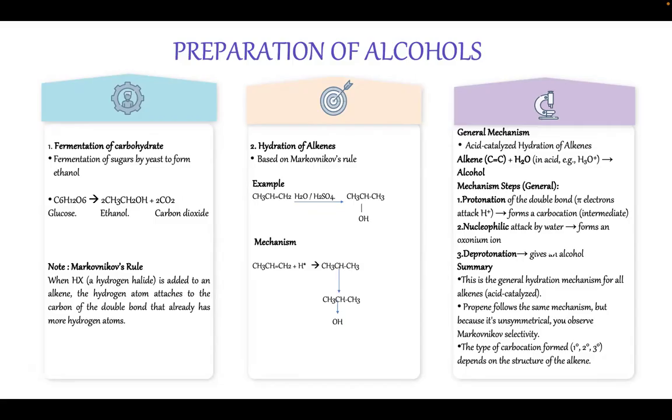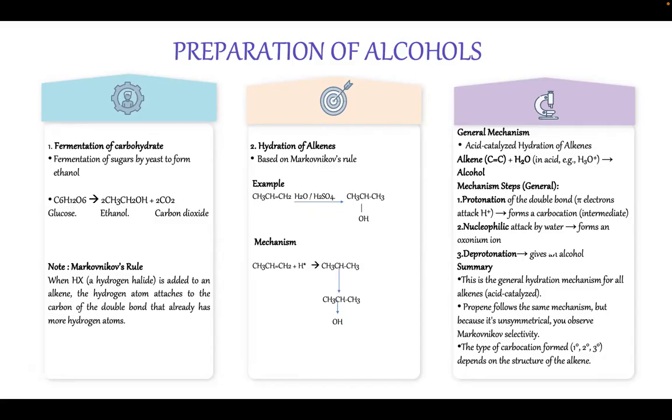The general mechanism is acid catalyzed hydration of alkene, where alkenes react with H2O, for example H3O+, the hydronium ion, which is formed by protonation of water, where the water molecule gains a proton H+, to produce alcohol. Let's look into the mechanism steps in general.